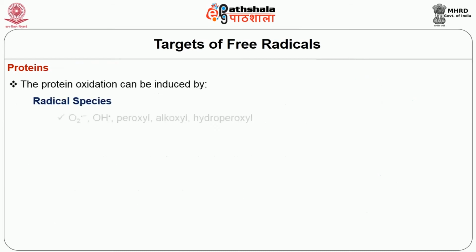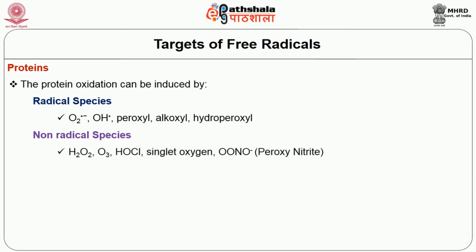The next biomolecule is proteins. Protein oxidation can be induced by radical species such as superoxide anion, hydroxyl, peroxyl, alkoxyl, hydroperoxyl, as well as non-radical species such as hydrogen peroxide, ozone, hypochlorous acid, singlet oxygen and peroxynitrite.